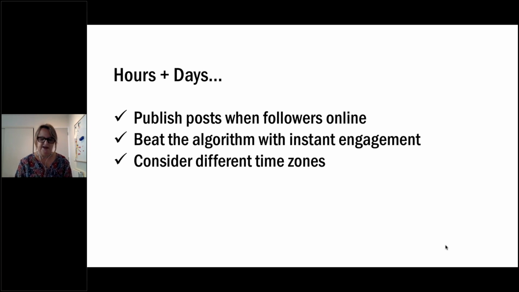So not only does the algorithm take note of how much engagement a post gets, it watches how quickly it gets that engagement. So if you get immediate likes and comments on a post that you've published, Instagram will deem that content to be of interest to your followers and of high quality. So you can use this data to schedule posts when your followers are most likely to be active.